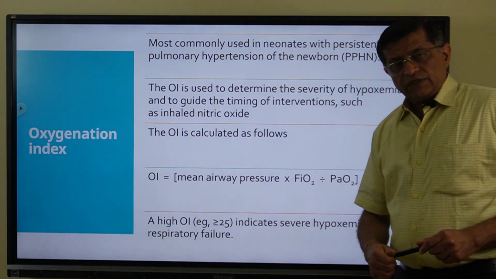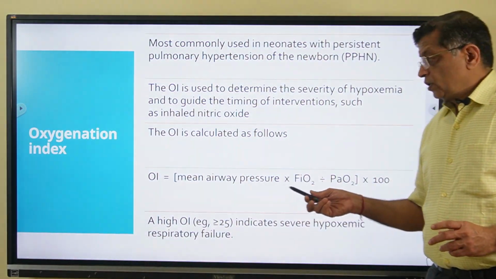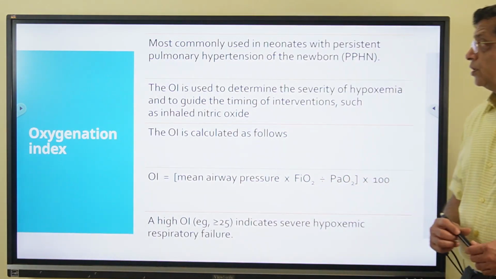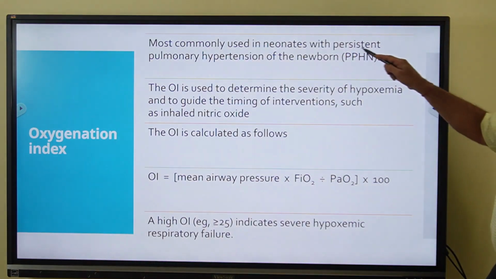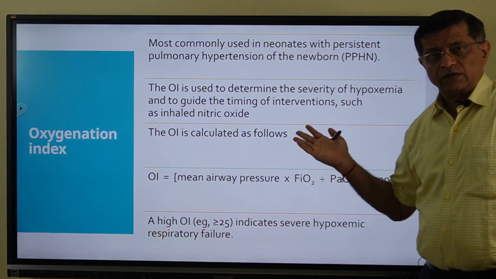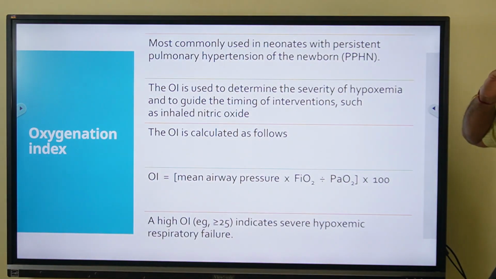Oxygenation index, this is in addition to PF ratio. The PF ratio is multiplied by mean airway pressure. Most commonly used in neonates with persistent pulmonary hypertension of newborn, PPHN. So this is not used in adults, but used in persistent pulmonary hypertension of newborn.